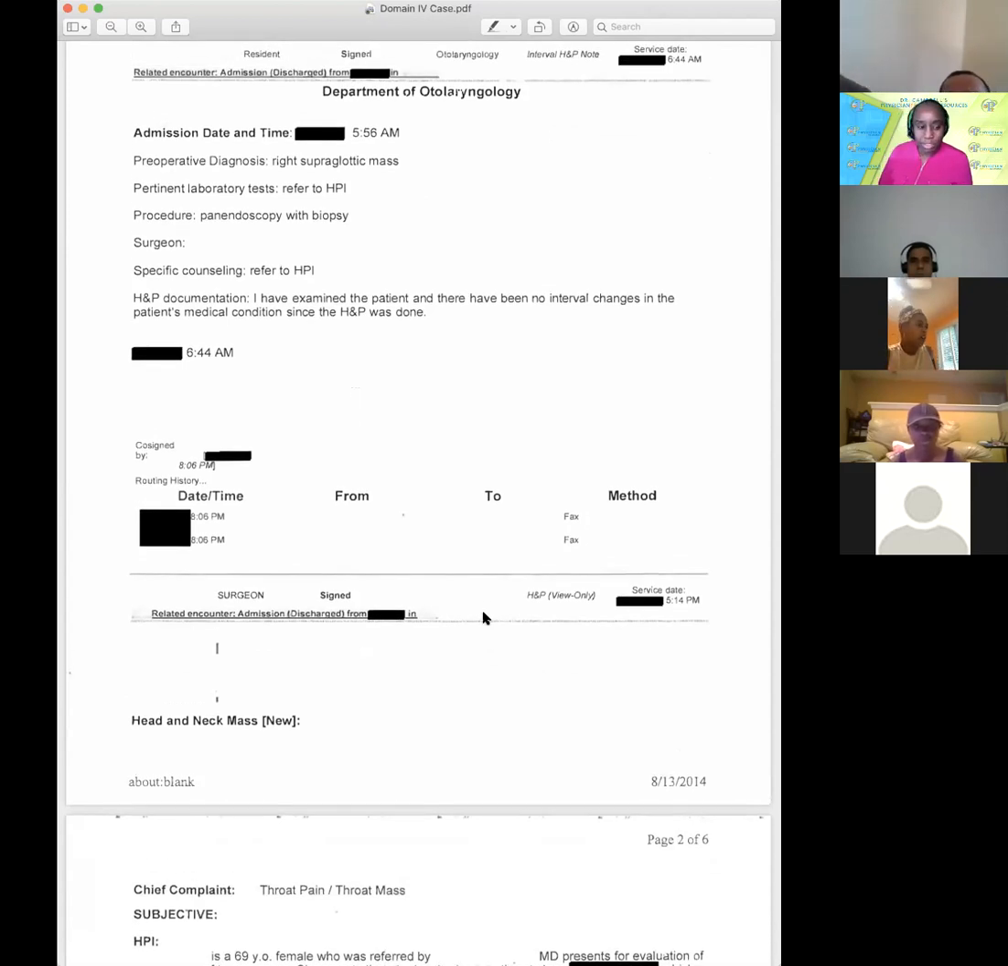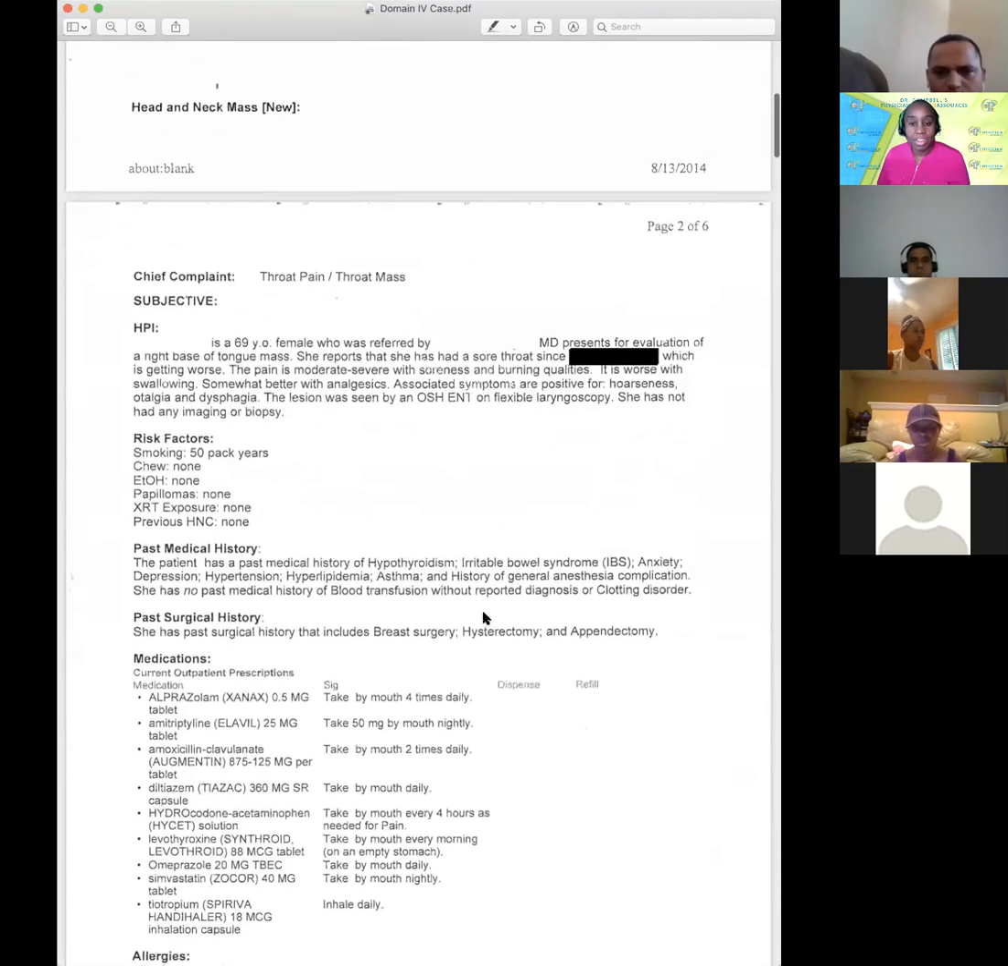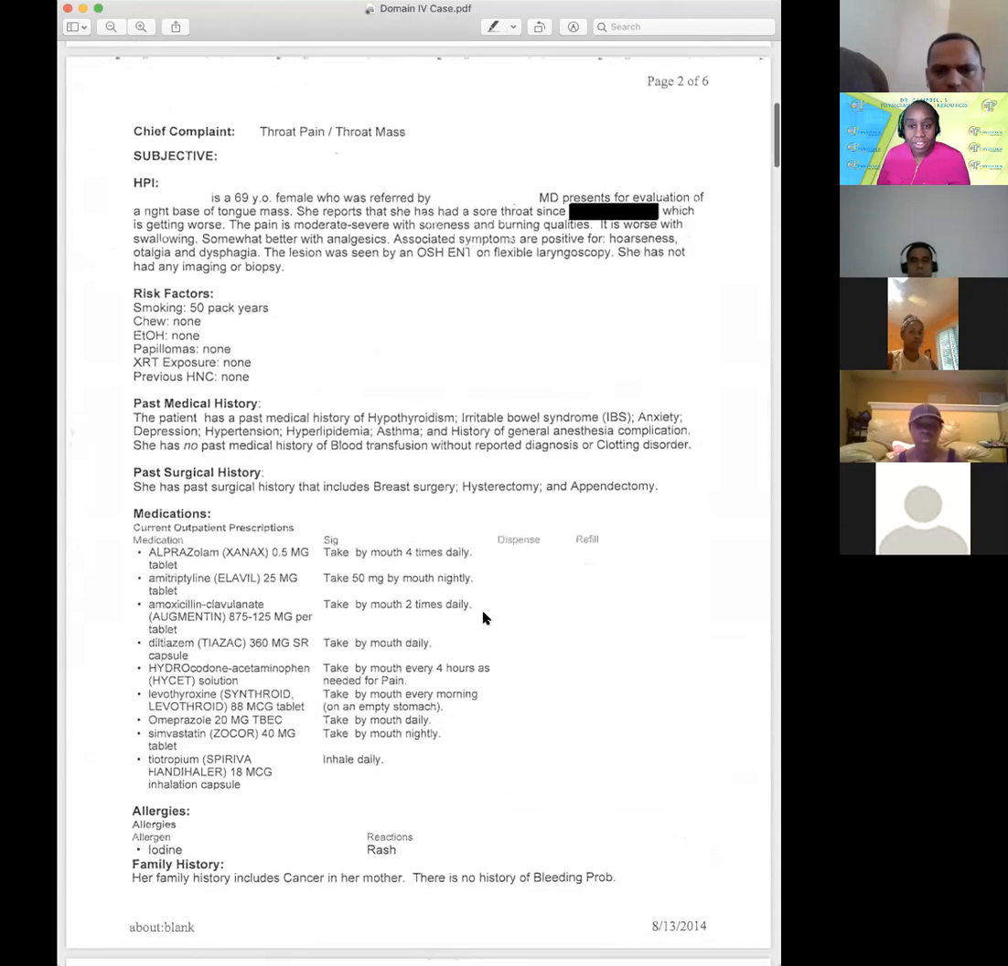Now, quite naturally, your patient is not gonna just come in and have an endoscopy. There had to be some type of office visit that happens first. Well, here is the office visit. So here, that's the first thing that should happen. This patient has a mass at the base of their tongue, and they've had a sore throat, which was getting worse, and it's been burning and all of that.